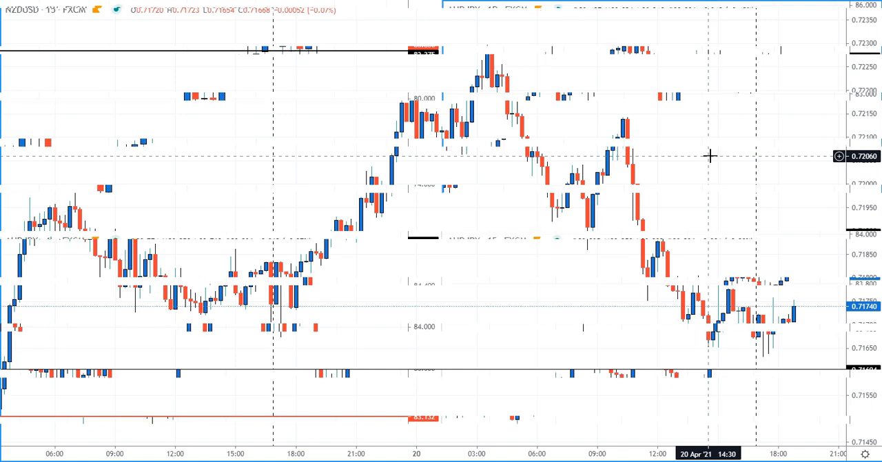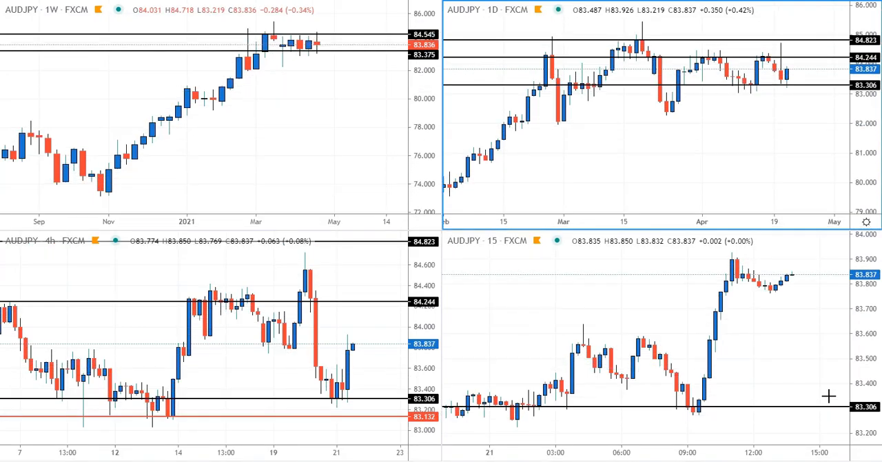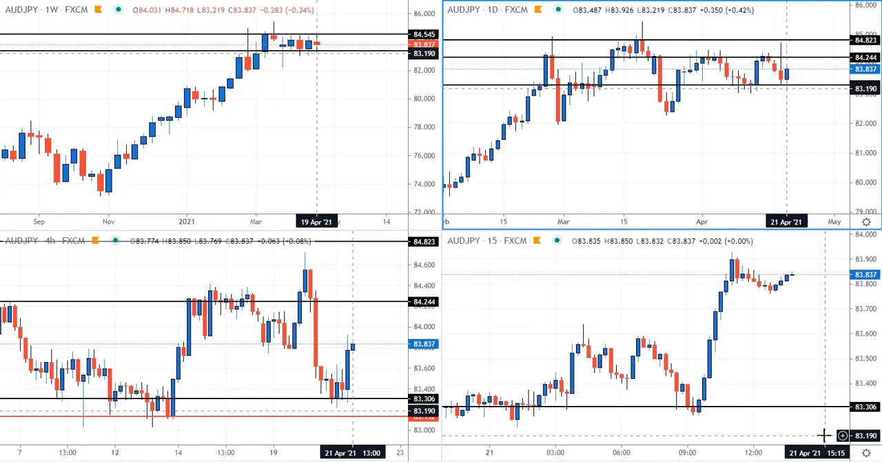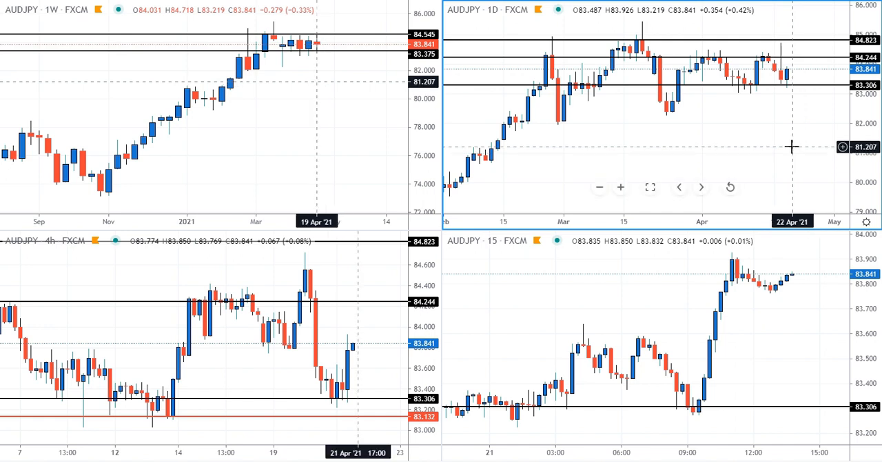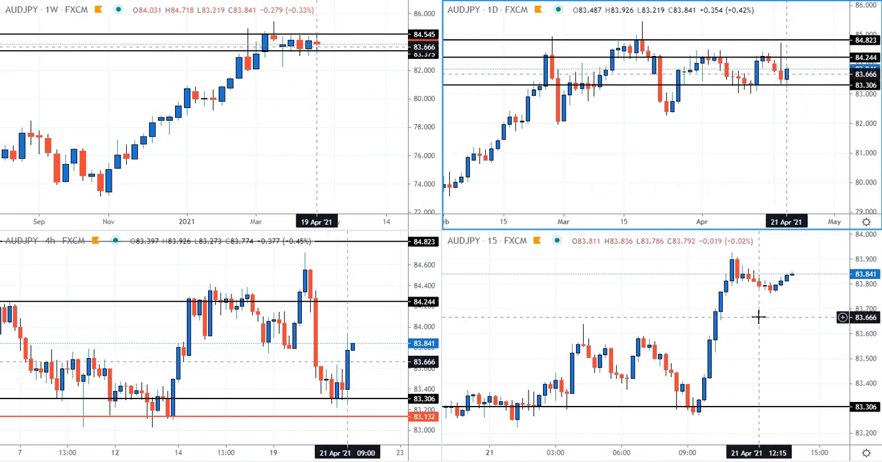Okay, so here's some more trades that set up on Wednesday, April the 21st. And again, everything we do is around trading at key levels of support resistance and reading price action to get into low risk, high reward trading opportunities.